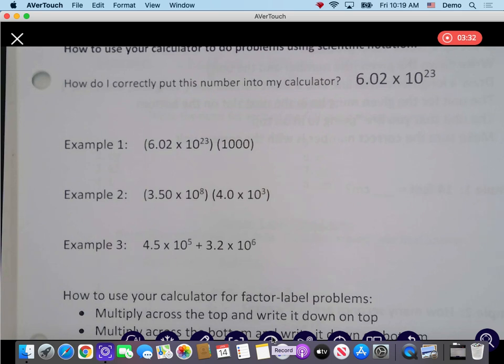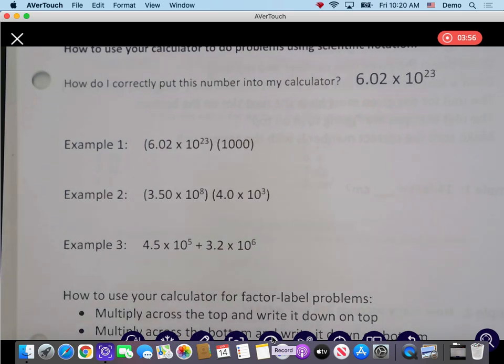So we're going to practice putting a number in. We're going to put in 6.02 times 10 to the 23rd. This is Avogadro's number. This is the amount of 1 mole of a substance, and we will use this thousands of times in this class. No one wants to punch that number in standard notation. So scientific notation is a wonderful thing.